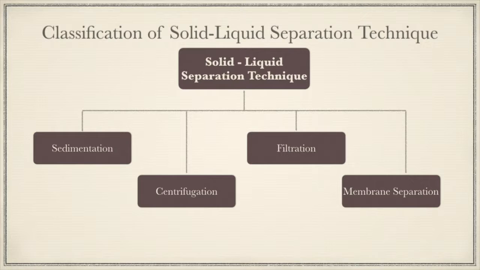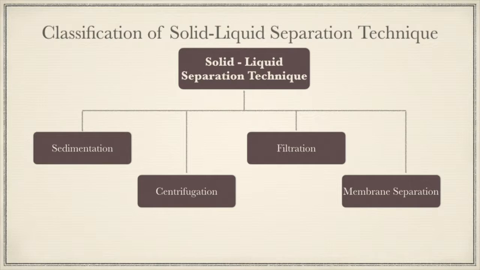There are 4 types of classification of solid-liquid separation techniques. The first will be sedimentation, which involves separation of insoluble solids from liquids. The example for this separation is the separation of sugar crystal from mother liquor. Next will be centrifugation. Centrifugation also involves separation of insoluble solids from liquids. The example for this separation is clarification of juice and beverage and also distilling of animal oils.